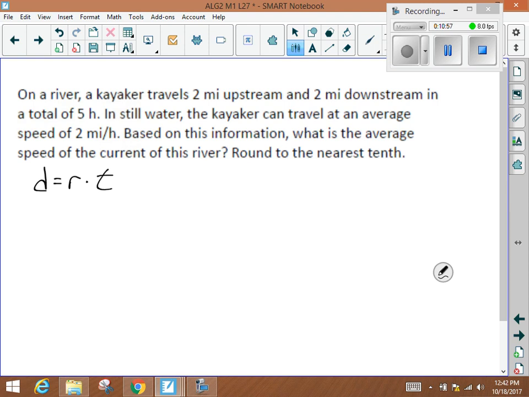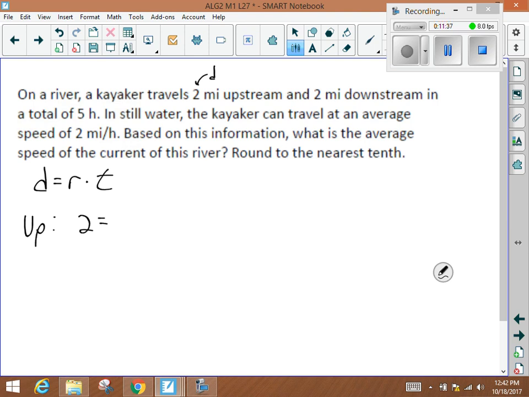Okay, so in this case, we have a kayaker going upstream. And we can write an equation for this kayaker's distance, rate, and time as it goes upstream. So right away, it's easy to pick out that this is our distance, right? So upstream travels 2 miles. So my distance is 2. You got to figure when you're going upstream, you're going against a current, right? So that's going to have to come into play there.